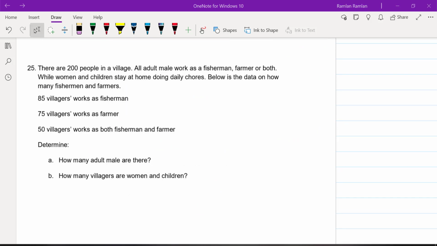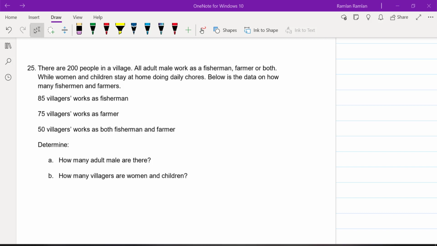Okay, number 25. There are 200 people in the village. All adult males work as a fisherman, farmer, or both, while women and children stay at home doing daily chores. Below is the data on how many fishermen and farmers. 85 villagers work as a fisherman, 75 villagers work as a farmer, and 50 villagers work as both fisherman and farmer. The first question is, how many adult males are there?